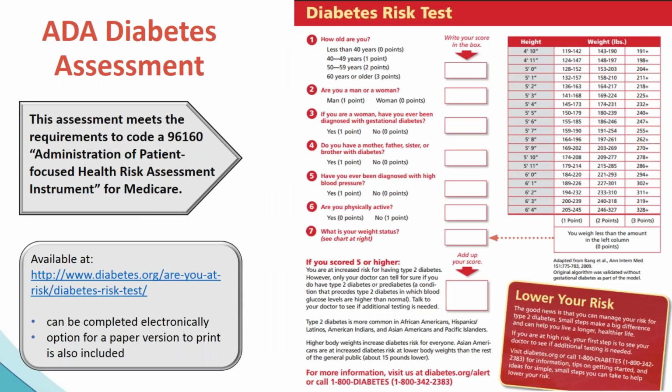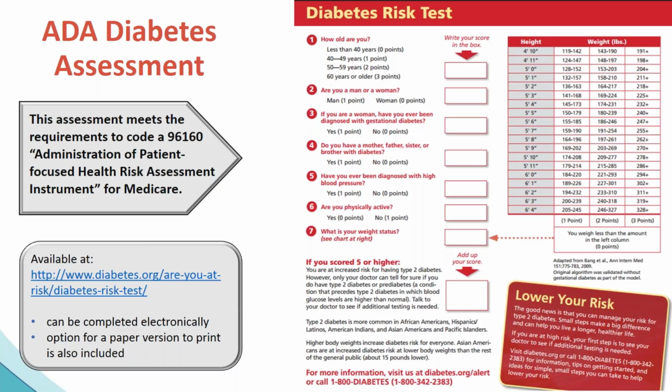clinical EHR system. So here is the actual ADA risk assessment form. And as I said, very simple. Your patient shouldn't have a problem filling it out. The first area is how old are you? What is your sex? If you're a woman, have you had gestational diabetes? Do you have a family history of diabetes? Have you ever been diagnosed with high blood pressure? This is a risk factor for diabetes also. Are you physically active? And what is your weight? So very simple. The whole thing should take no more than just a few minutes.